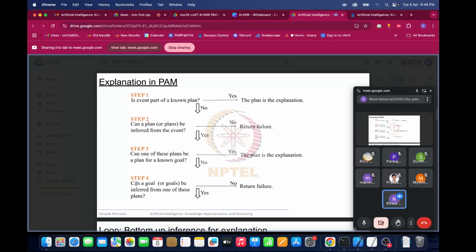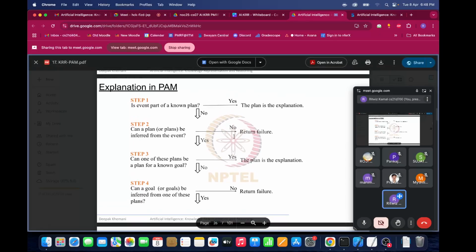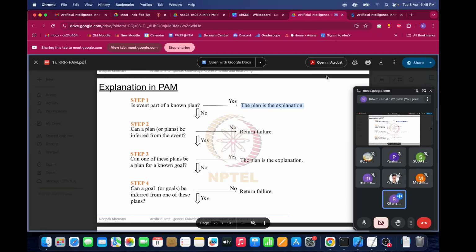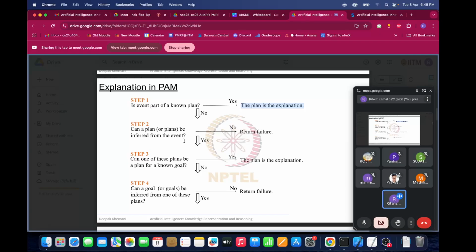Now if we go to the explanation step in PAM, this is what happens. Let's say we are talking about some particular event. The first thing we check is whether this event is part of an already known plan. If it is part of a known plan, then the plan is the explanation of the event and we add it to our story representation. If not, we go to step 2. Step 2 checks whether a plan or a set of plans can be inferred from the event. If we can't infer, we return a failure.